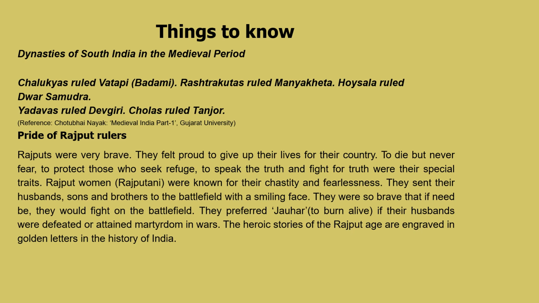They were so brave that if needed, they would fight on the battlefield. They preferred Johar, to burn alive, if their husbands were defeated or attained martyrdom in war. So they were ready to die. They had a system like Johar, in that if the husband died, they would burn themselves. The heroic stories of the Rajput age are engraved, meaning written, children, in golden letters in the history of India.